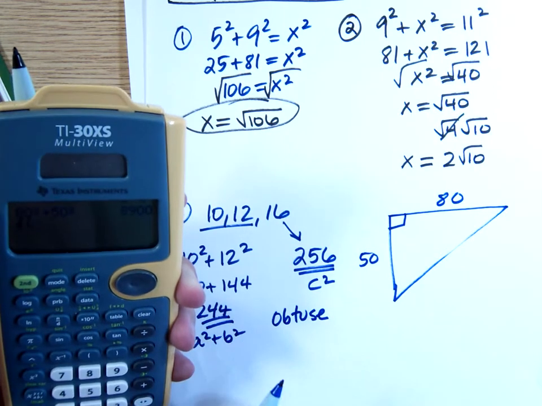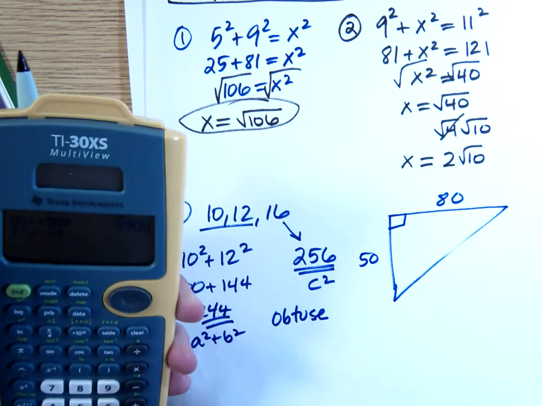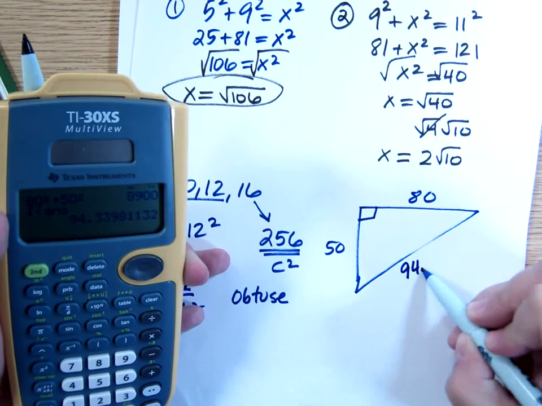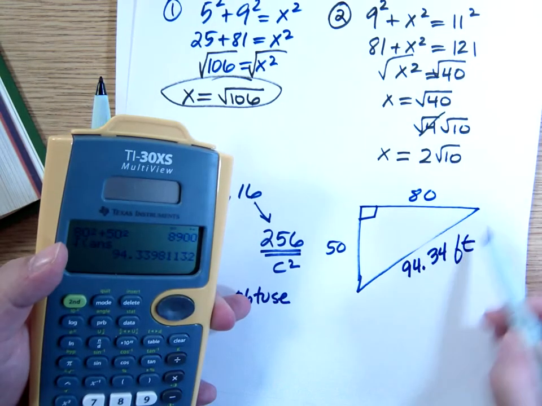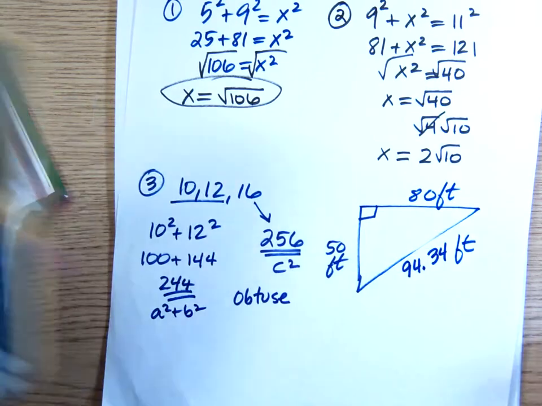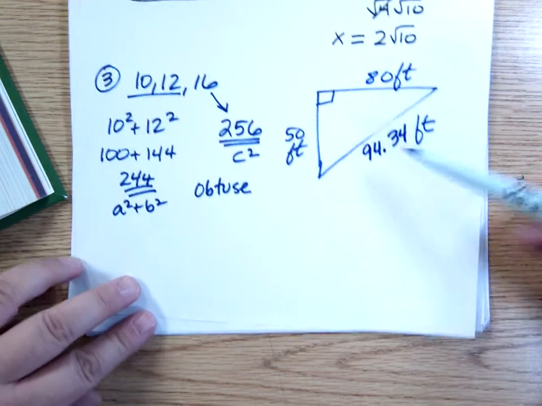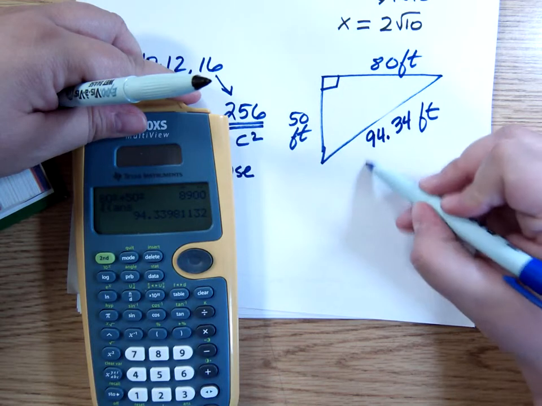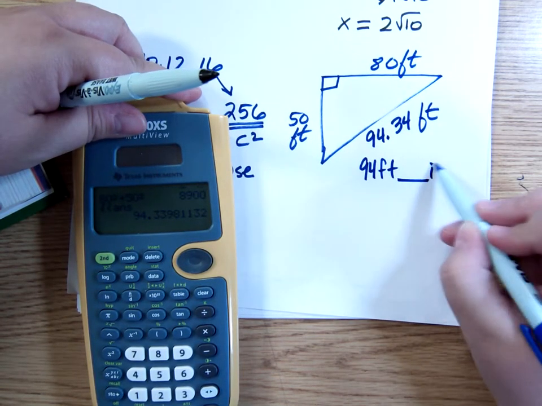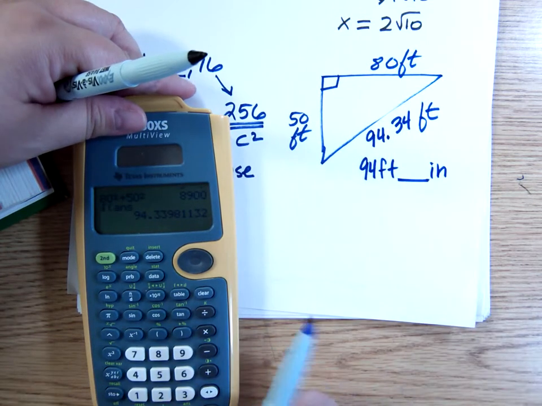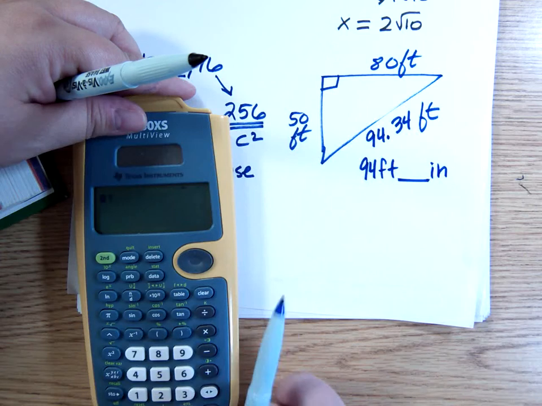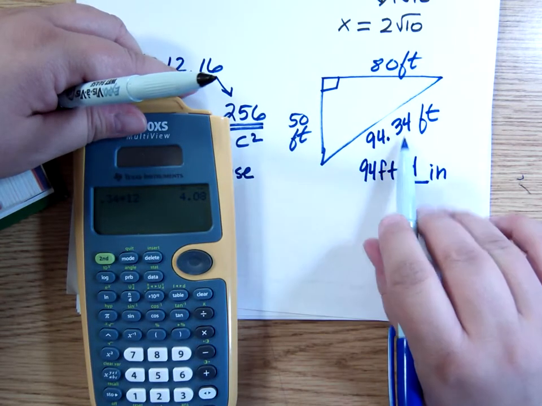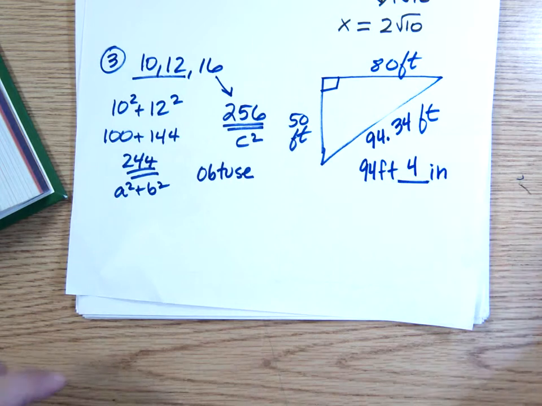Take the square root of that, and you get 94.339, or 94.34. Here's the deal, that's in feet. This was in feet, this was in feet. If they want me to round to the nearest inch, I have to take this and say there's 12 inches in each foot. So if I want to have like 94 feet and some odd inches, I'm going to say 0.34 of a foot is how many inches out of 12. So 0.34 times 12, that's about 4 inches. So 94 feet, 4 inches is my answer.